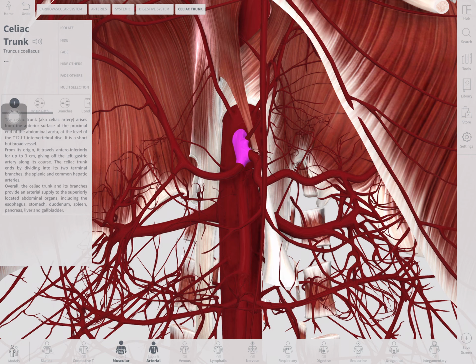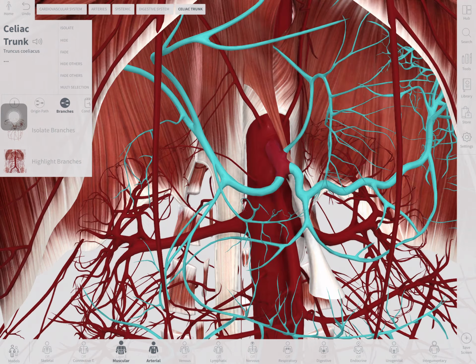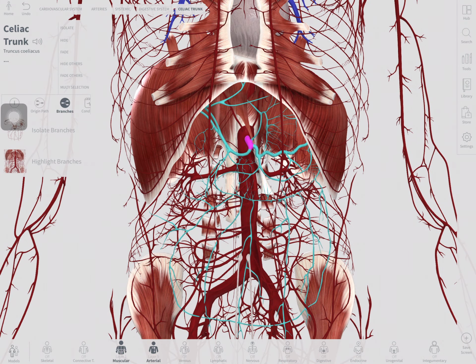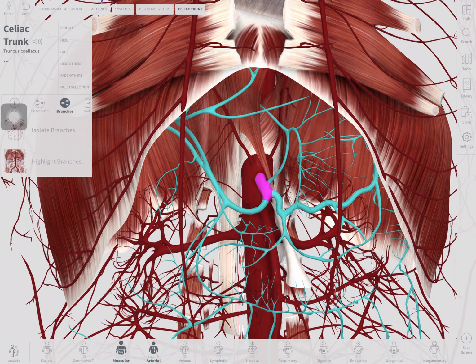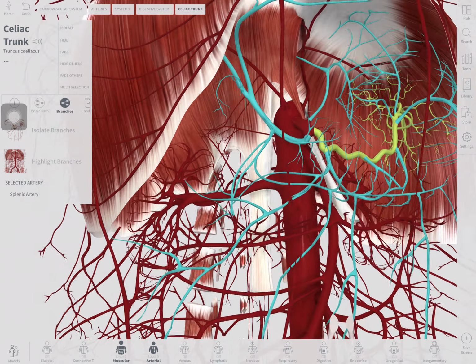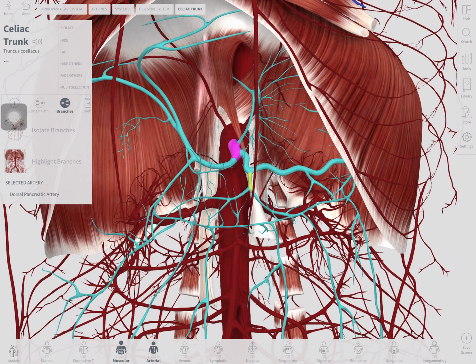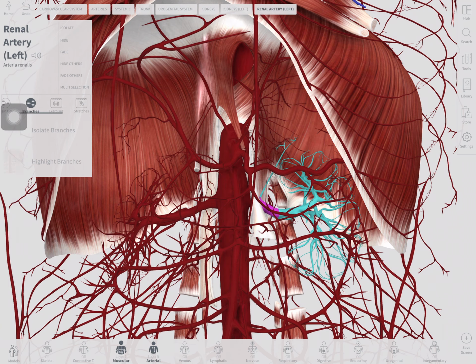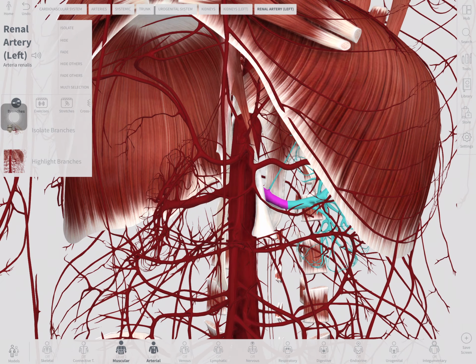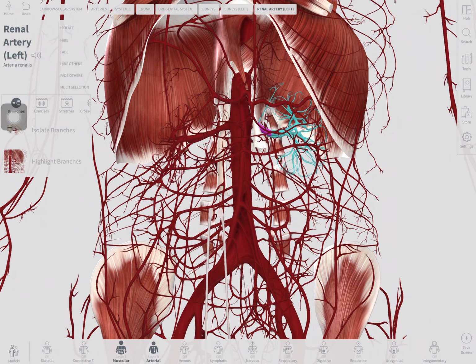Now what I will do, I will select the celiac trunk, and these are the branches of the celiac trunk. You can see here, this is the hepatic artery, and this is the gastric artery, and this is the splenic artery. These are the branches of the celiac trunk going to the liver, then the stomach, and also the spleen. It is also giving other branches like the dorsal pancreatic artery, which is a branch of the splenic artery.